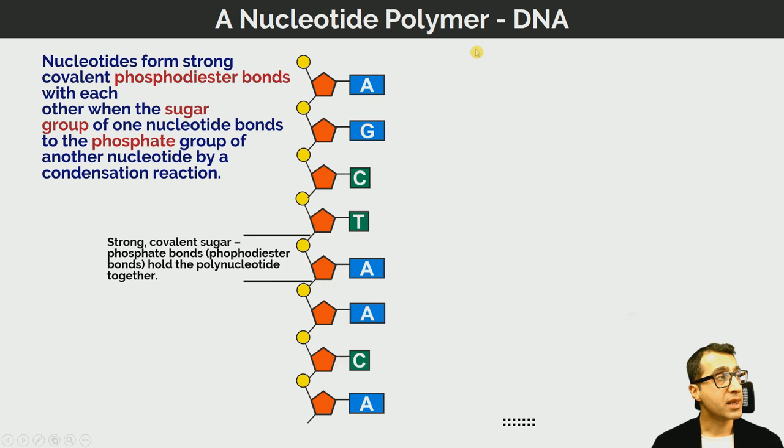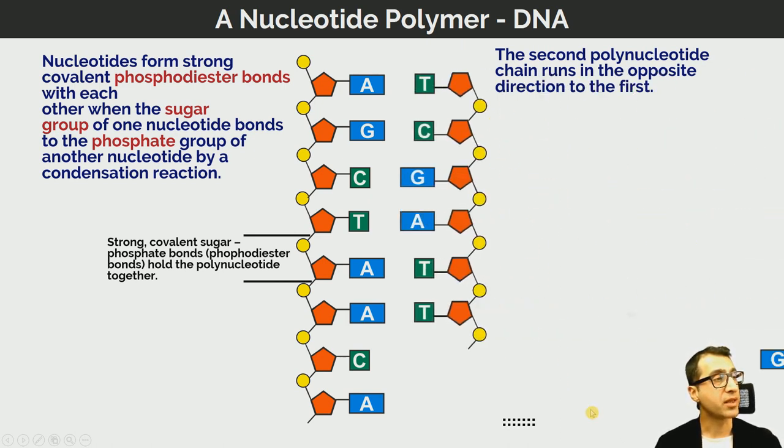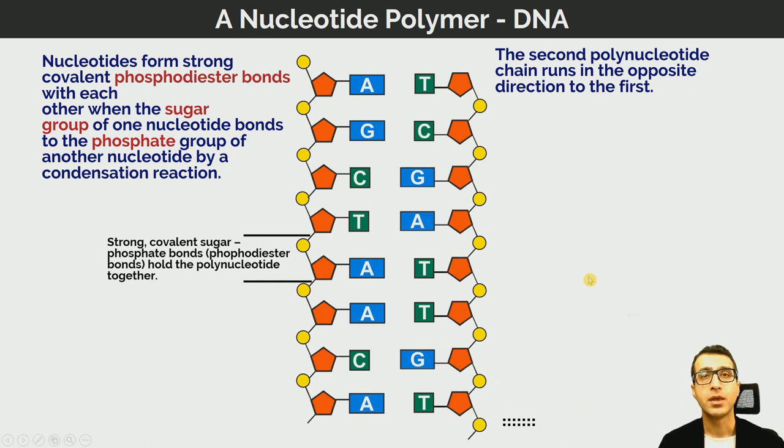Now, in order to form a molecule of DNA, a DNA molecule actually has two such so-called sugar phosphate backbones with a sequence of nucleotides which form pairs with each other. And so the second polynucleotide chain is formed on the other side, but it runs in the opposite direction to the first. So something like this. The nucleotides are linked with strong covalent bonds between each other.